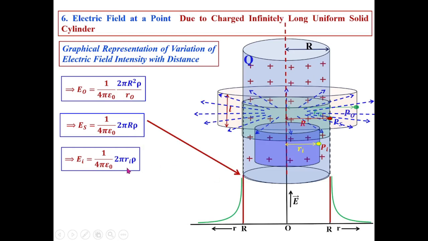Here you can see inside the cylinder at ri, if we consider ri equal to 0, that means at the center this value is 0. If ri equals r, this expression will be the same as the surface expression. That means from the center it gradually increases and reaches the maximum. This side also is the same. That means from the center to the surface of the cylinder, the electric field intensity gradually increases and reaches the maximum value like this. So this is the graphical representation of the variation of electric field intensity outside, on the surface, and inside a charged infinitely long uniform solid cylinder.